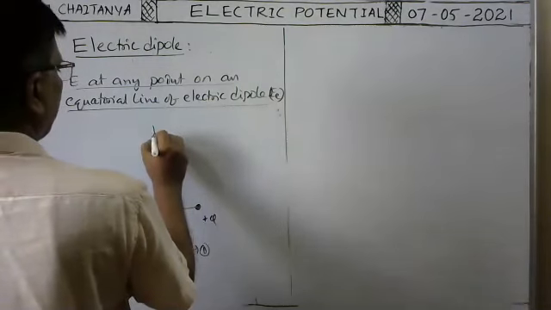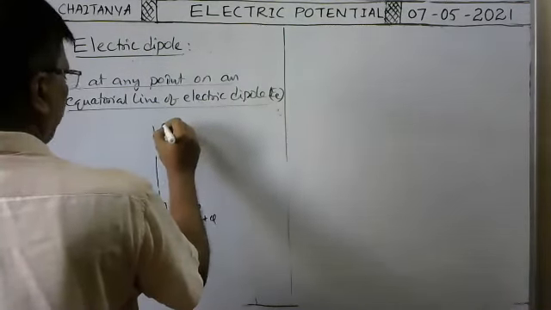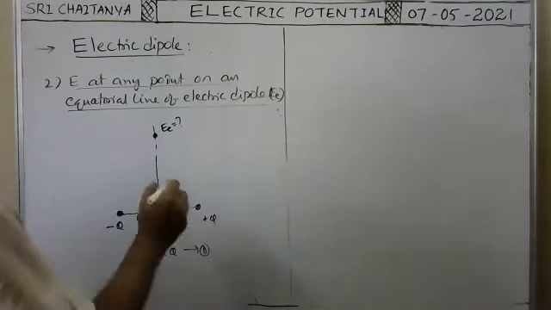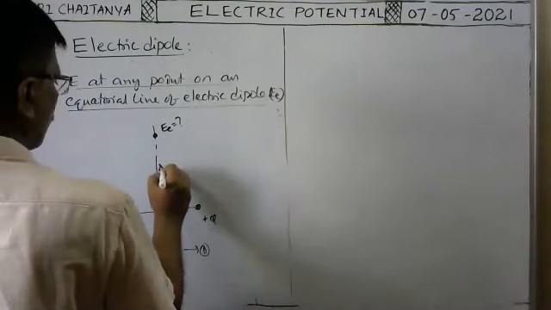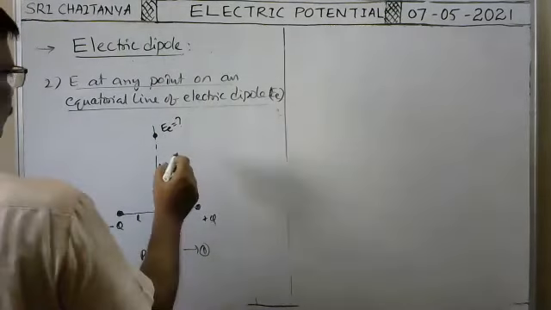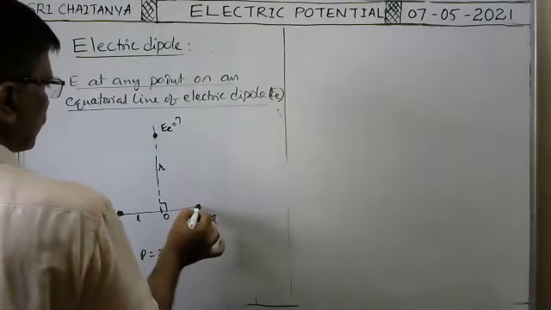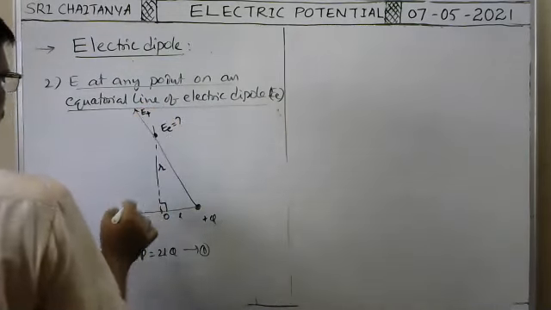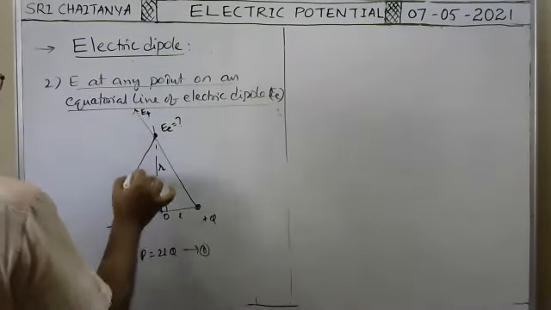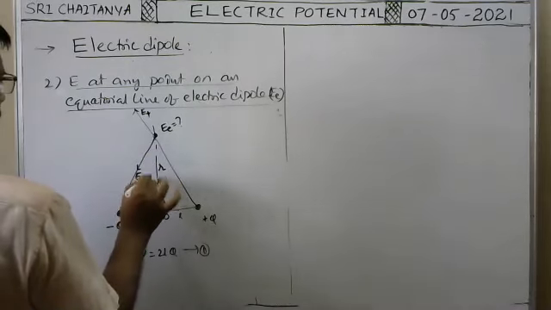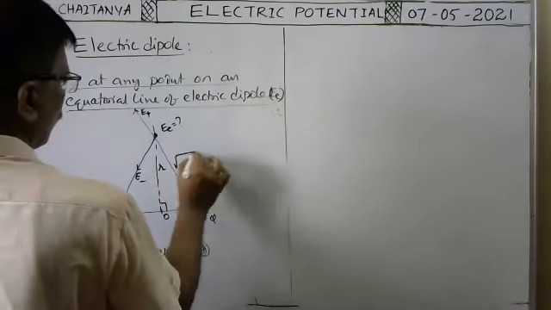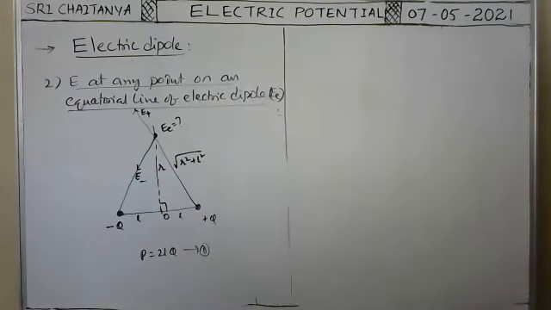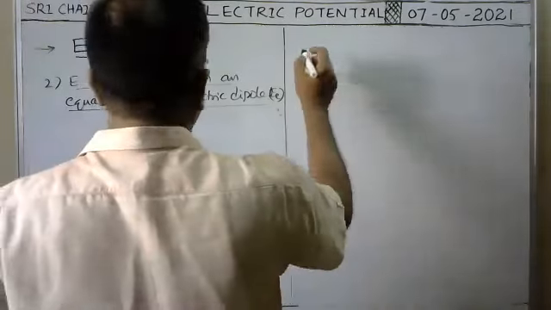At any point on the equatorial line, we have to find the intensity of electric field E. This point is at a distance r from the midpoint of the dipole. Now, at this point, due to this positive charge, the intensity of electric field is away from the positive charge, in this direction. Due to the negative charge, the intensity of electric field is towards the negative charge, in this direction, so E minus. What about this length? This is the square root of r square plus l square. Now, what about the E plus and E minus values?